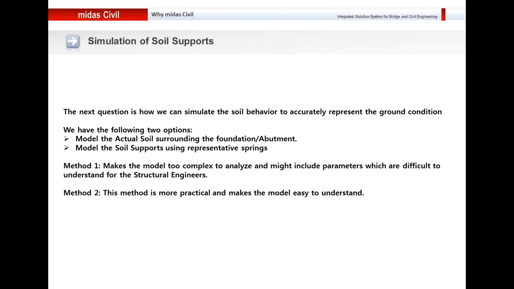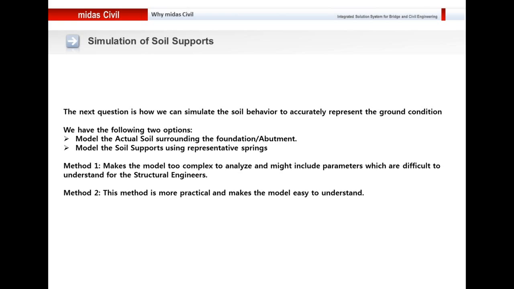So here we have seen that we need to make sure that we study the soil structure interaction for any type of bridge. Wherever it is possible and practical to do the soil structure interaction, we should try to do it. But the question is how we can do it. There are two methods by which you can do the soil structure interaction. The first method is to model the actual soil surrounding the foundation and the abutment. This way you are modeling the entire soil which is covering the foundation or the abutments, and when you perform the analysis, the soil structure interaction will be automatically performed.